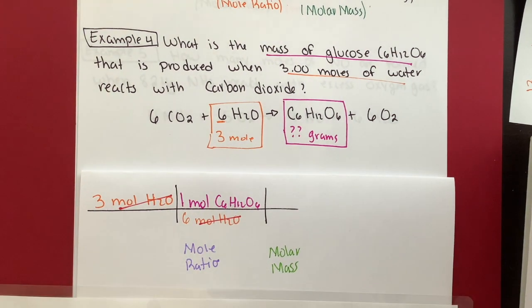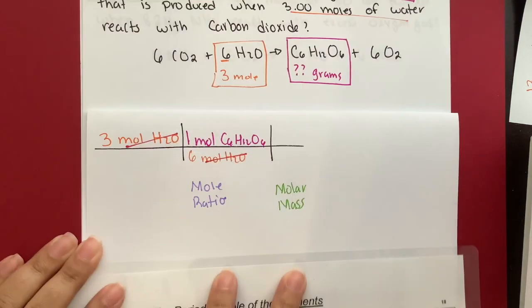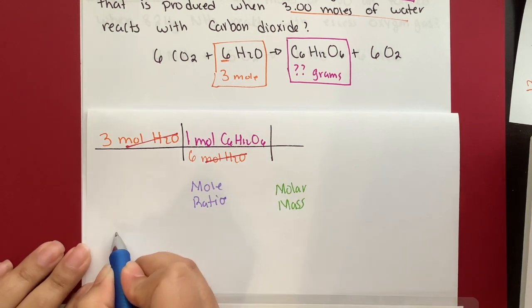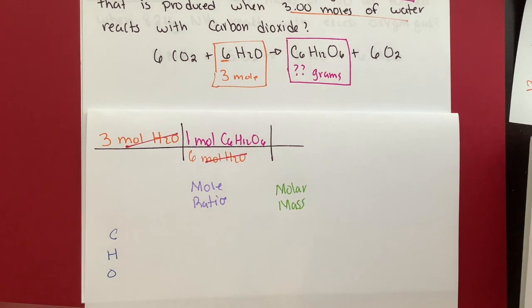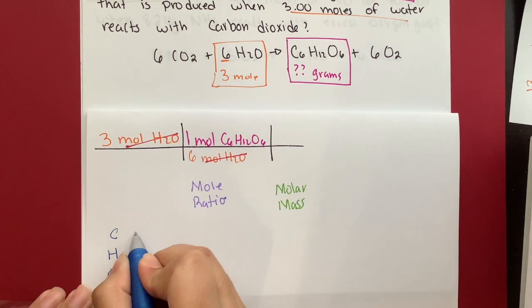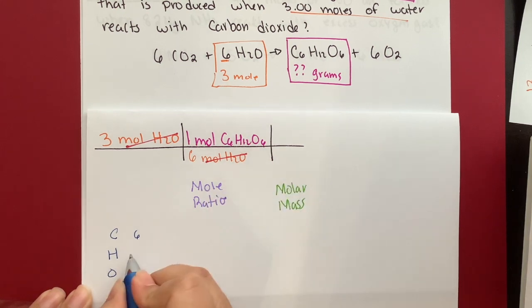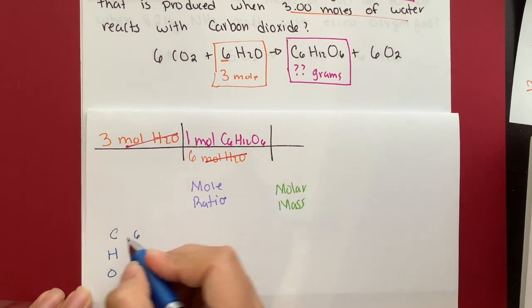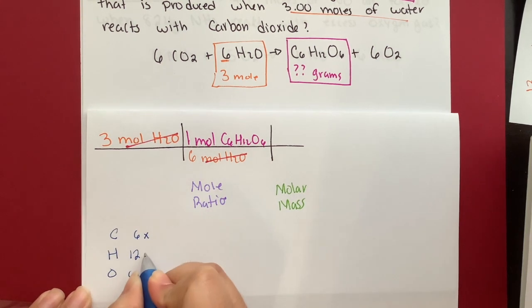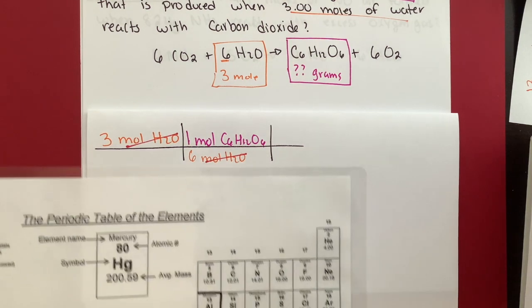And now I need to find the total mass of all of these elements. So I'm going to do it down here. So I have carbon, hydrogen, and oxygen. I'm going to count how many elements I have in the compound. So carbon, I have 6. Hydrogen, I have 12. And oxygen, I have 6. Now I'm going to multiply how many of each element I have times their mass according to the periodic table.